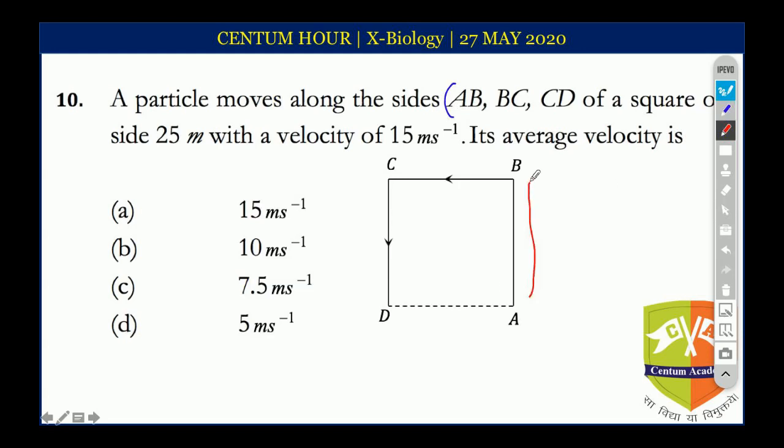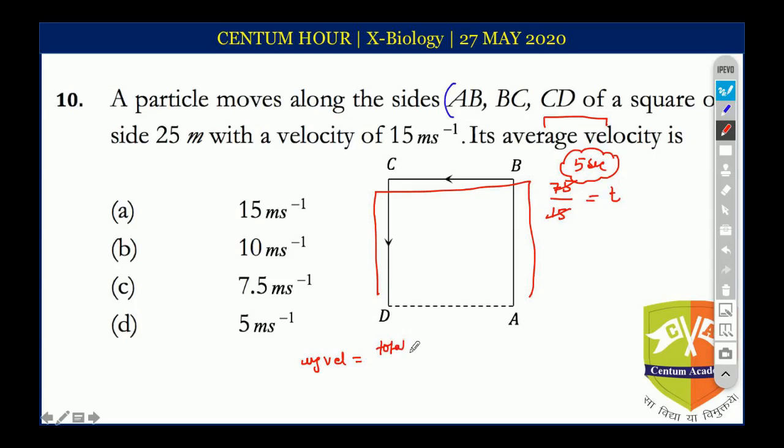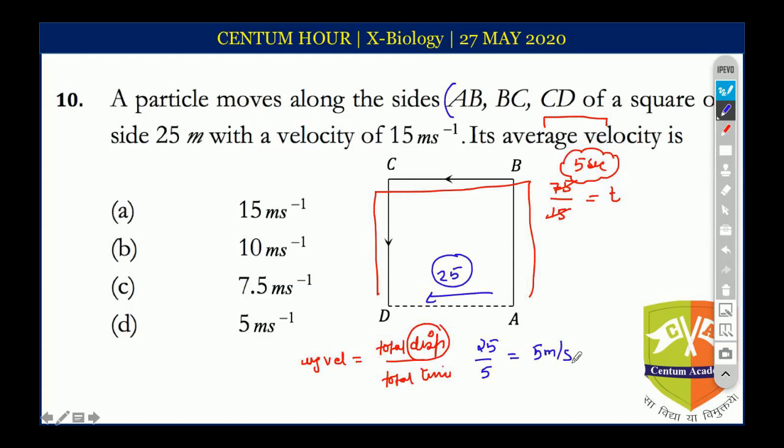Sir, can you explain the question? The total time taken will be: speed is equal to distance upon time, so time is equal to distance upon speed. So, it is 5 seconds. But what is asked is average velocity. Average velocity is equal to total displacement upon total time. Displacement is just 25, upon total time, 5 meters per second. Got it?